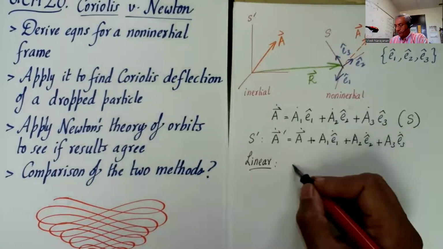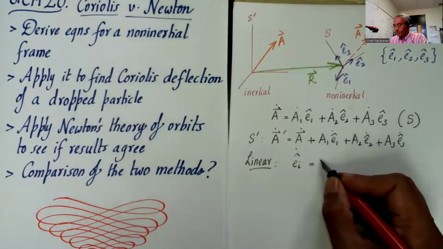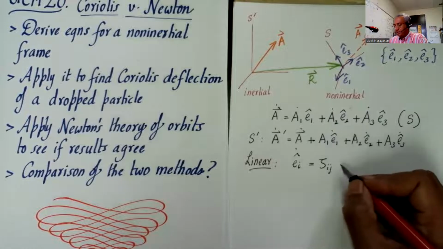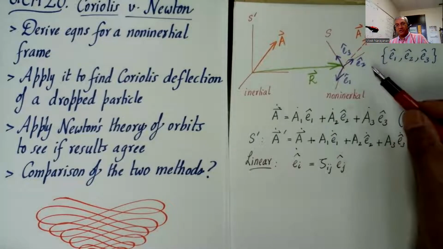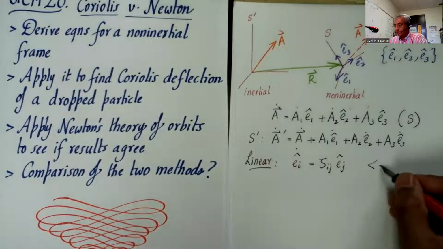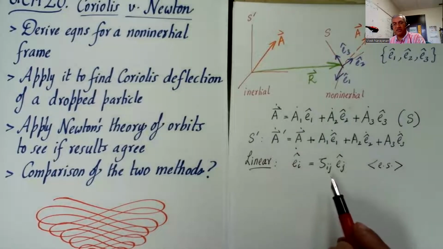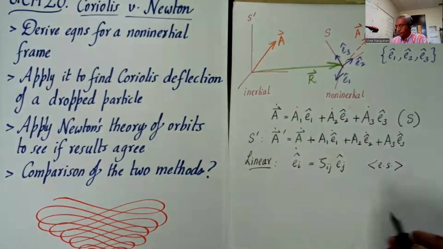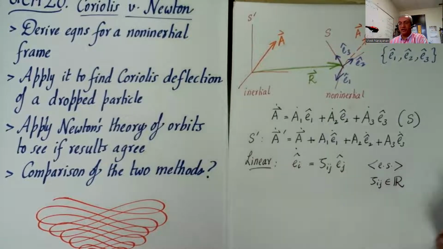Linear transformation means that ei dot will be some zeta ij times ej. This tells you the rate of change of a unit vector is proportional to some other unit vector. So this is the assumption of linear transformation. And here I've used the Einstein summation notation, which is that repeated indices are summed over. In this case, the index j is summed over from 1 to 3. And for the purposes of this exercise, we're going to assume that all these zetas are real numbers.